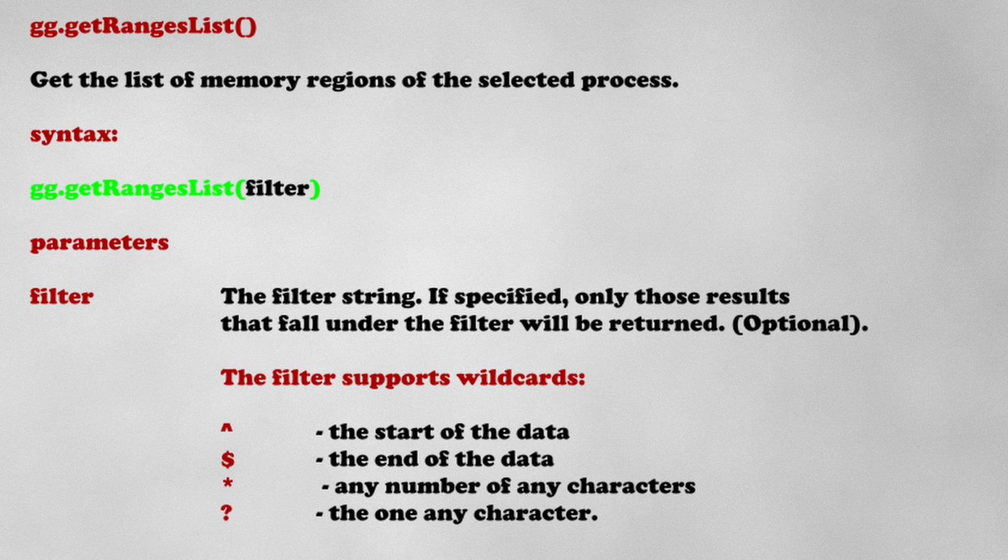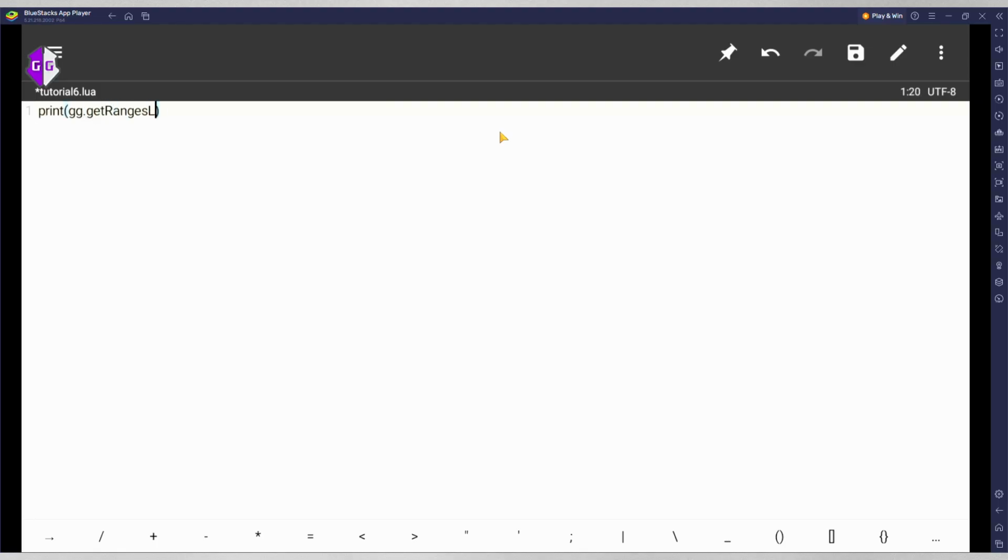gg.getRangesList gets the list of memory regions of the selected process. Syntax: gg.getRangesList, filter. Parameters: filter, the filter string. If specified, only those results that fall under the filter will be returned. Optional: the filter supports wildcards. Caret, the start of the data. $, the end of the data. Asterisk, any number of any characters. Question mark, 1 of any character.